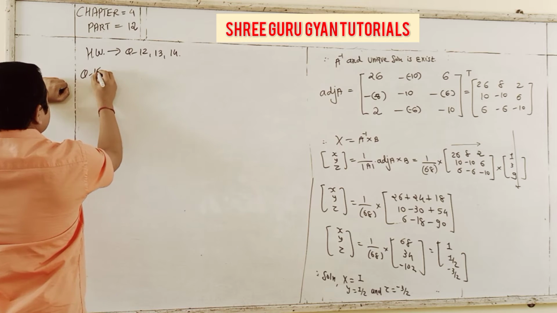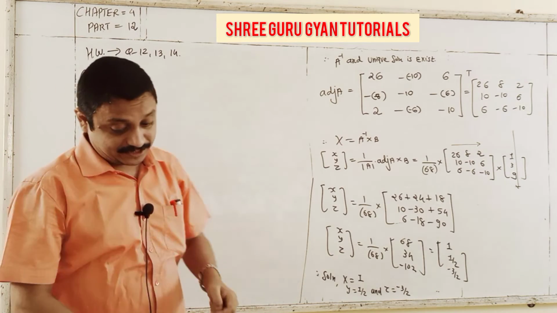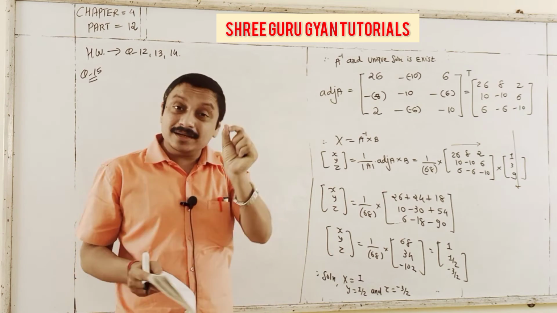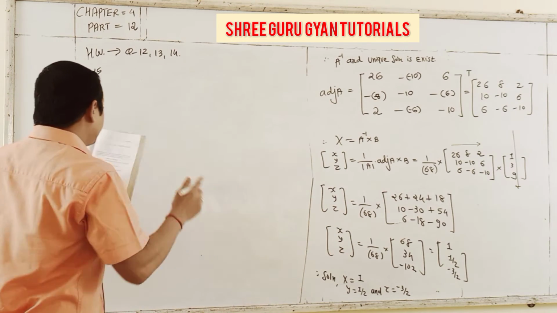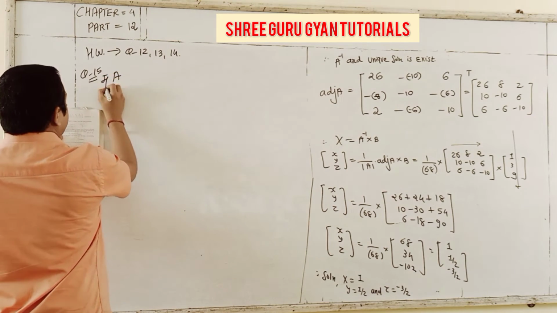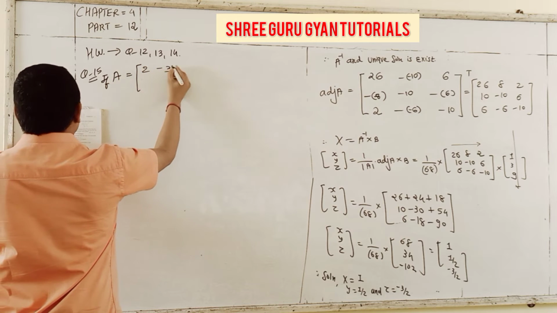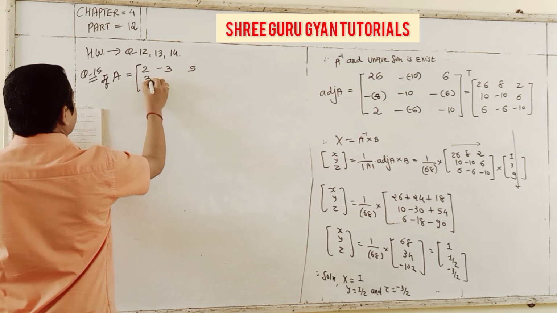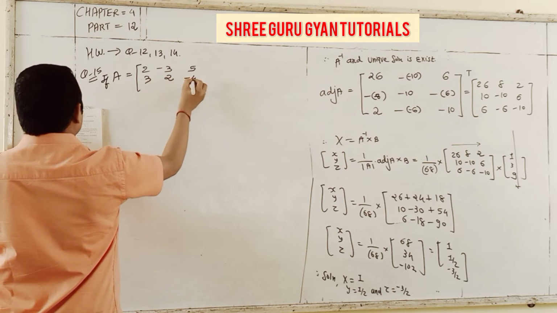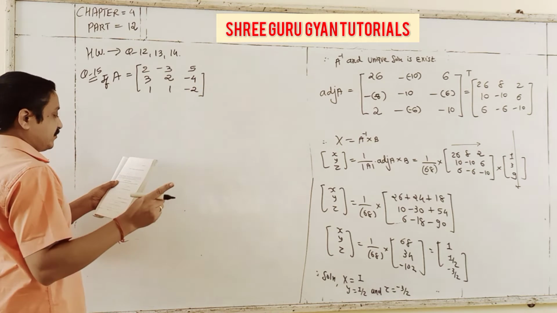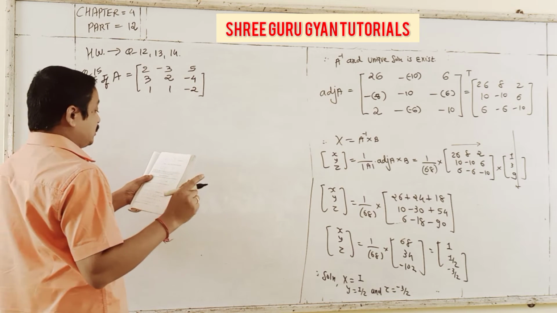I will go to the 15th one and 16th one. 15th also, students, it is a very simple sum. That's why I give you. Same content. If matrix A is 2, minus 3, 5, 3, 2, minus 4, and 1, 1, minus 2.